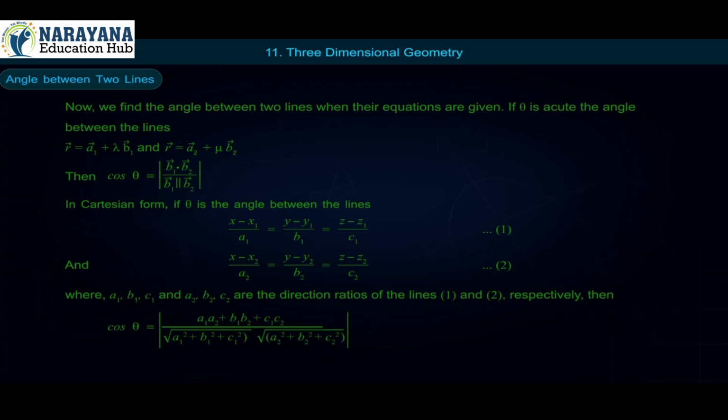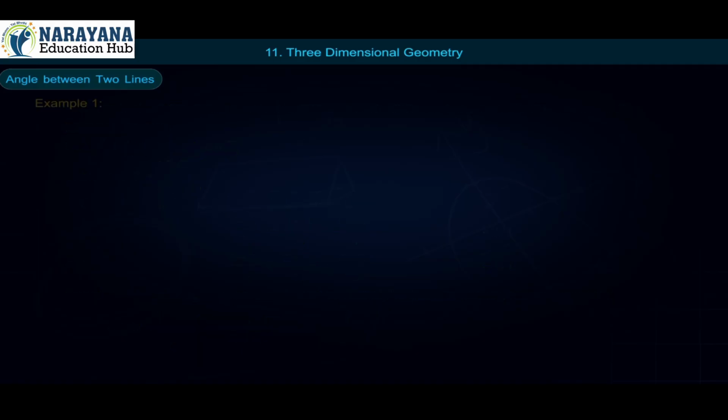then cos theta is equal to modulus of a1 a2 plus b1 b2 plus c1 c2 upon square root of a1 square plus b1 square plus c1 square into square root of a2 square plus b2 square plus c2 square.